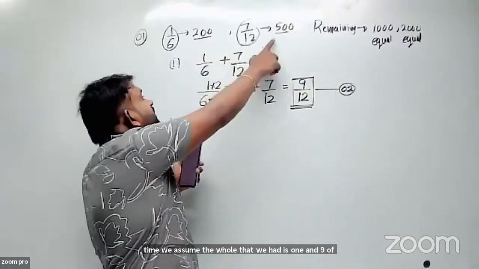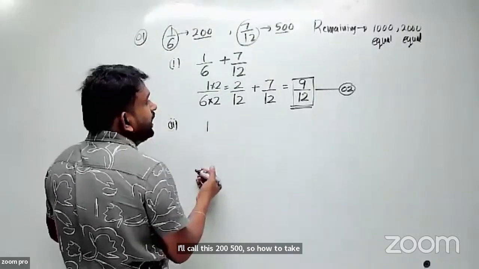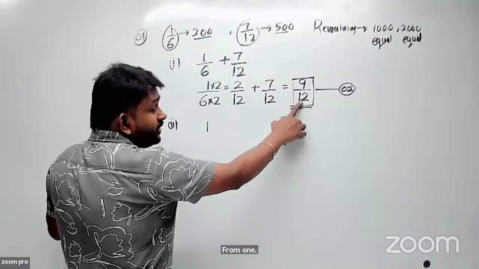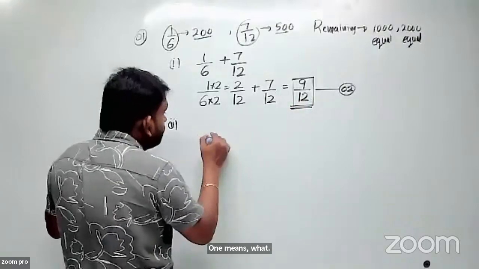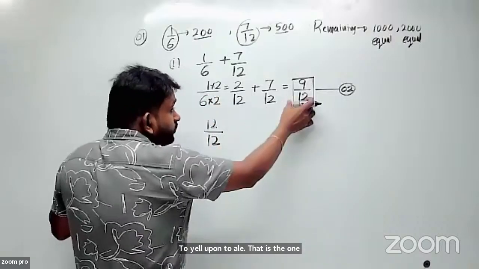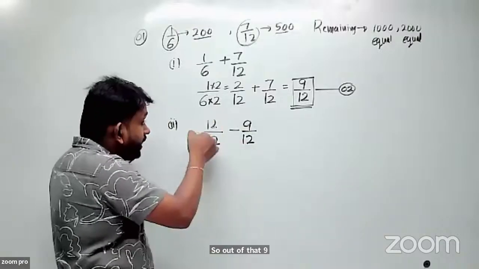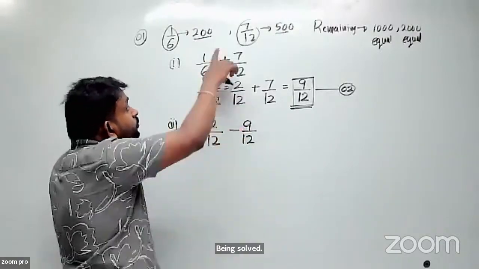So how do we take from 1? 1 means what? As a fraction of 12, you can write 12 upon 12. That is the total parts we have. Out of that, 9 upon 12 were sold.